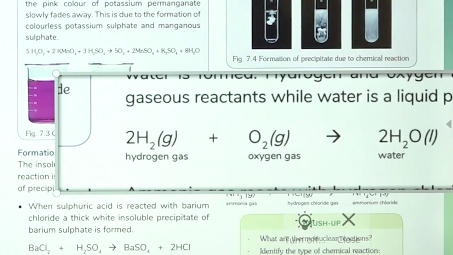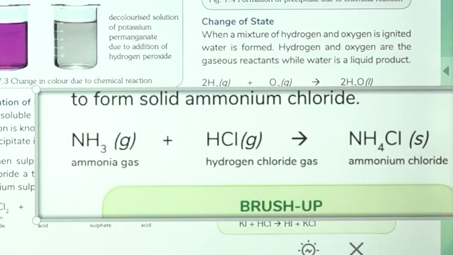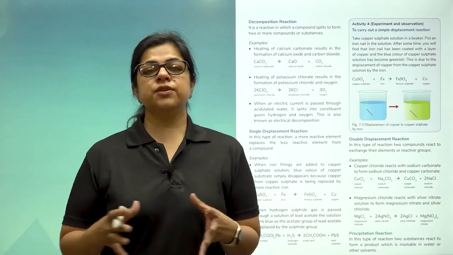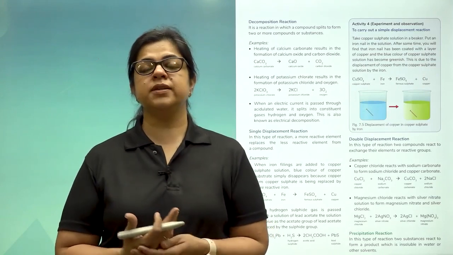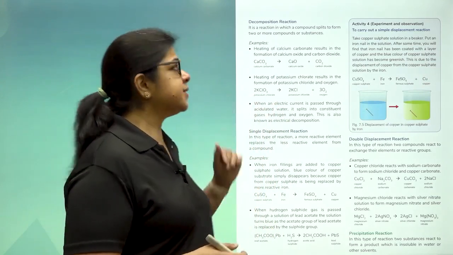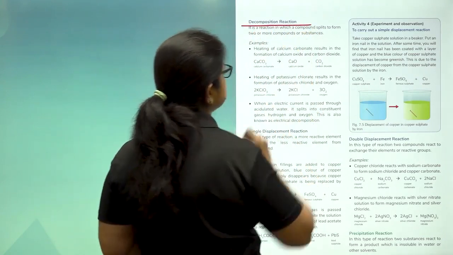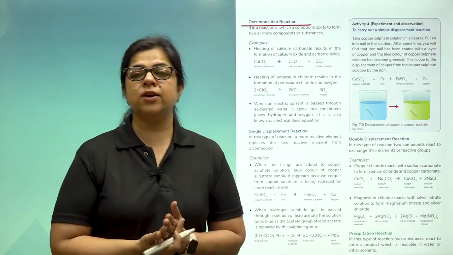Some reactions also lead to a change of state of the combining elements. When hydrogen gas reacts with oxygen gas, it forms water, which is liquid in state. When ammonia gas reacts with hydrogen chloride gas, ammonium chloride is formed, which is a solid. So children, we have taken the example of different reactions to understand what happens during different chemical changes. Now let us understand another example of decomposition reaction. So what do you mean by decomposition?